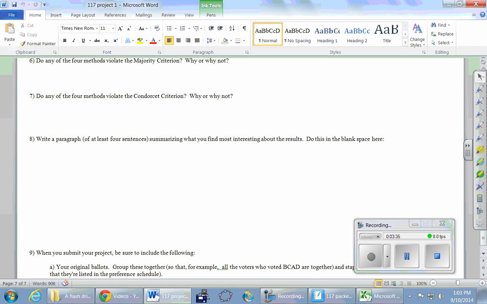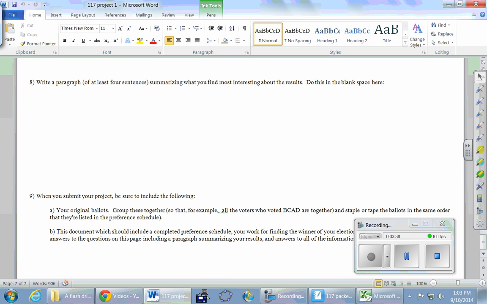And then finally, writing a paragraph summarizing what you find interesting, and then 9 just asks you to be clear about exactly what you're turning in, all right? So I think that the directions are very clearly written in here. You just have to do some reading and give yourself enough time to make some mistakes, but still be able to turn this in within 2 weeks. Questions on the project? Okay, so let's see, that's good there.